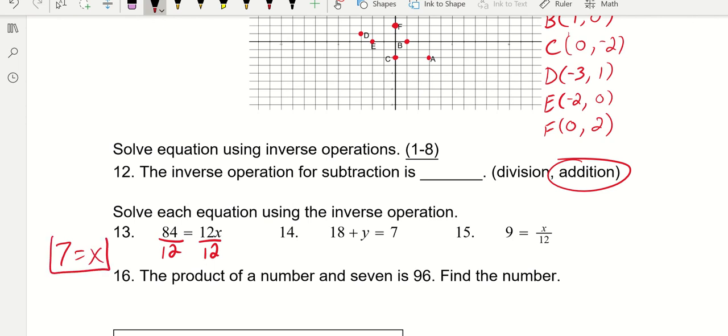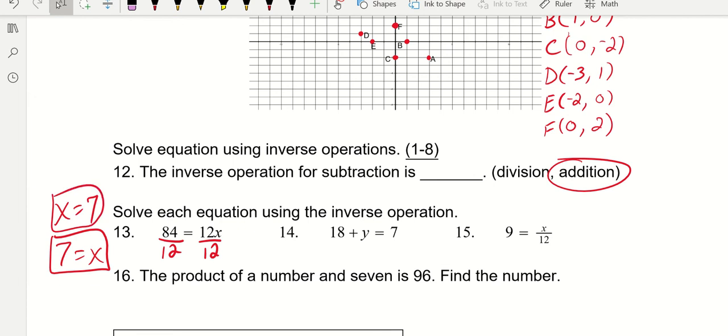So this is the amount of supporting work I need to see. I need to see the inverse operation. I don't care if you show the long division or not. If you can do 84 divided by 12 mentally, that's okay with me. It doesn't matter if the x goes on the left side of the equation or the right side of the equation. Both of these are the same thing.